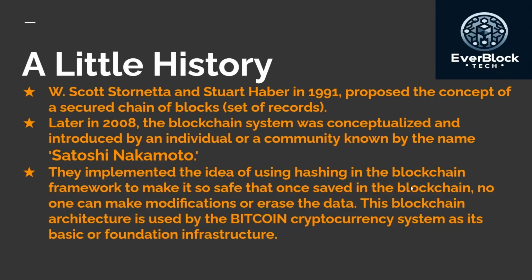So a little bit of history. Scott Stornetta and Stuart Haber in 1991 proposed the concept of a secured chain of blocks, or set of records. Later in 2008, the blockchain system was conceptualized and introduced by an individual or a community known by the name Satoshi Nakamoto. And they implemented the idea of using hashing in the blockchain framework to make it so safe that once saved in the blockchain, no one can make modifications or erase the data. This blockchain architecture is used by the Bitcoin cryptocurrency system as its basic or foundation infrastructure.